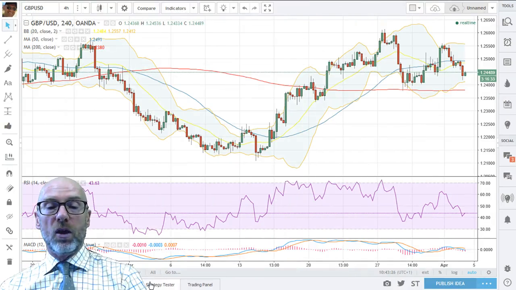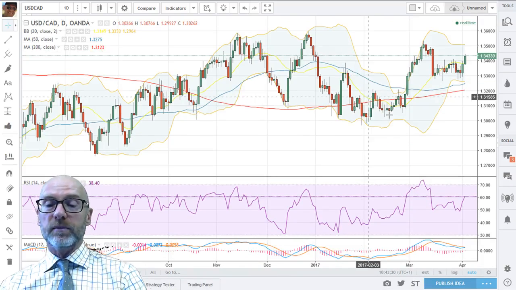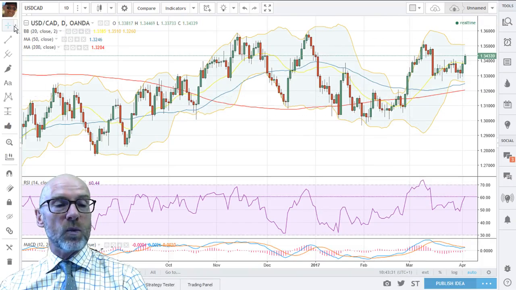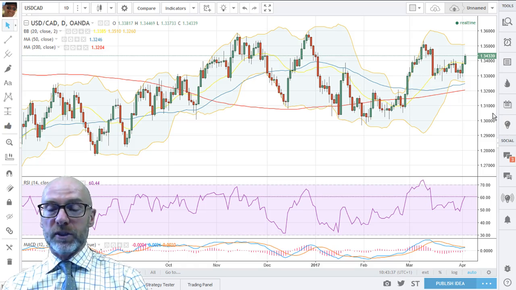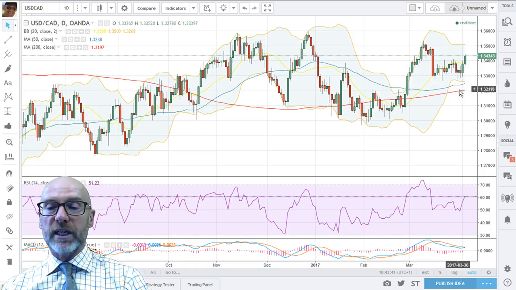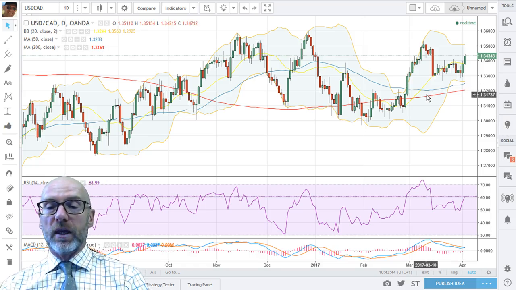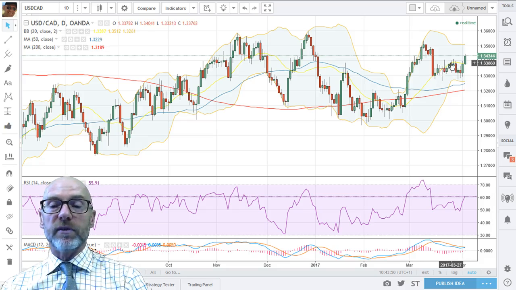Okay, moving on to the loonie, and here, like on the sterling chart, we're going to see further dollar strength. You can see that the market consolidated on the 20-day moving average. This is the daily chart, by the way. On the 20-day moving average last week, it did dip below.